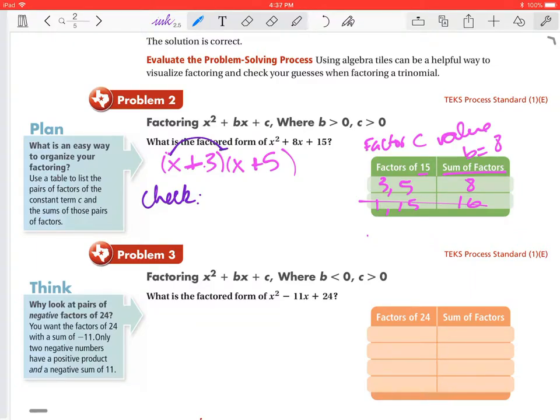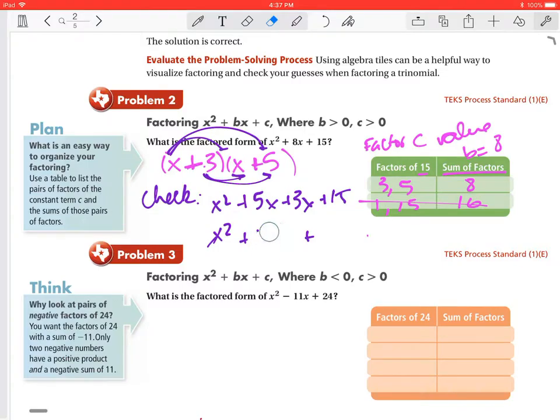So x times x is going to give me x squared. And x times 5 is going to give me plus 5x. 3 times x is going to give me plus 3x. 3 times 5 is going to give me plus 15. So then I have x squared plus 8x plus 15. That is our original trinomial that we had. So that matches. So these are the two factors of that trinomial.